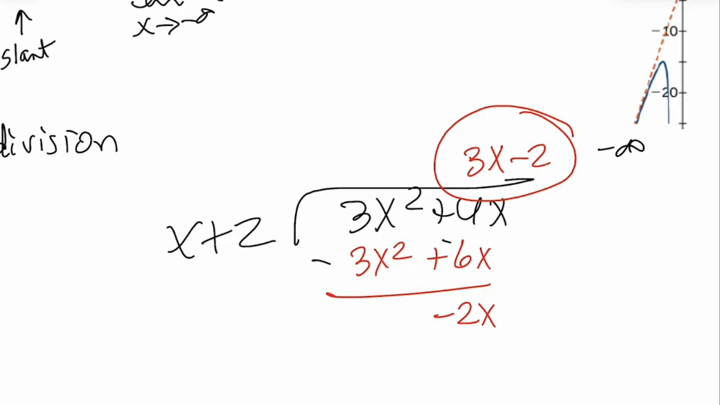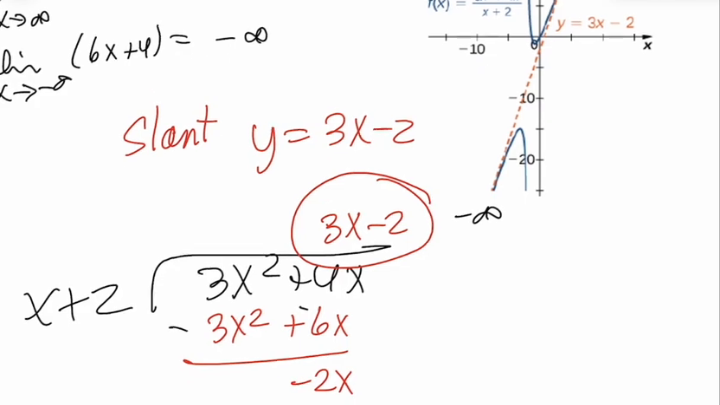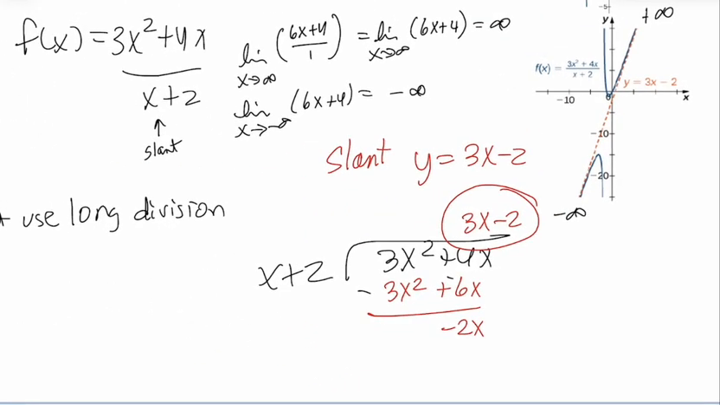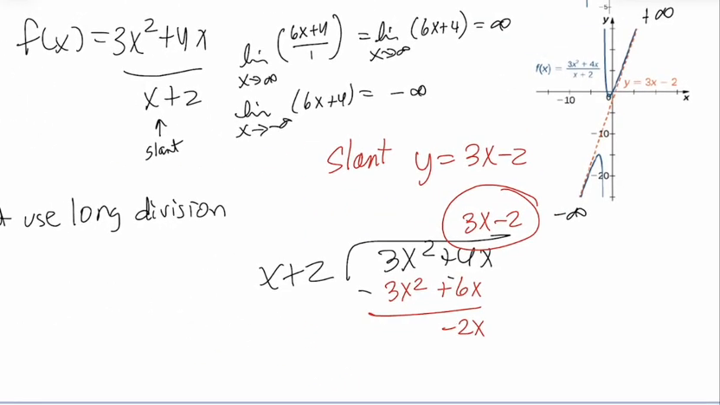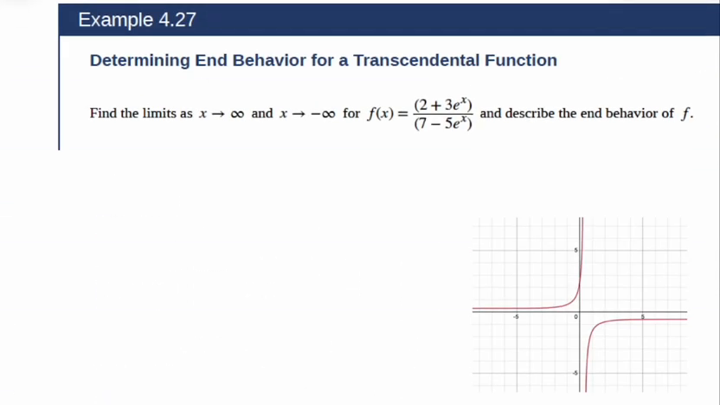You don't have to do anything further. As soon as you get to that constant, you're done. So our slant is the line y equals 3x minus 2. Do you see right here? That's the line that the graph is following, y equals 3x minus 2. Okay, so we are going to talk about slants a little bit more. Let's do one more, and then we're going to stop.